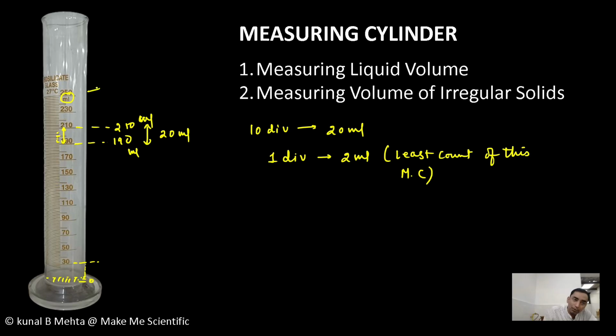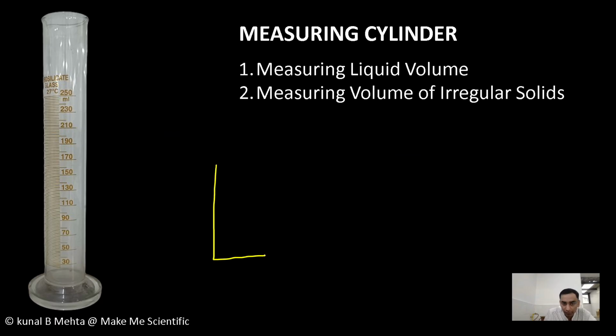Now, this can be made up of glass or this can be made up of plastic. This is made up of borosilicate glass, right? So this can be used to measure the volume of irregular solids. How come? So for example, this is your measuring cylinder, which already contains, say, 70 ml of water. So the water is already filled till here, 70 ml. Now, suppose there is a small stone and a thread here. I want to measure the volume of this irregularly shaped stone.